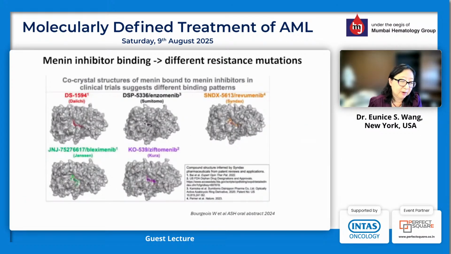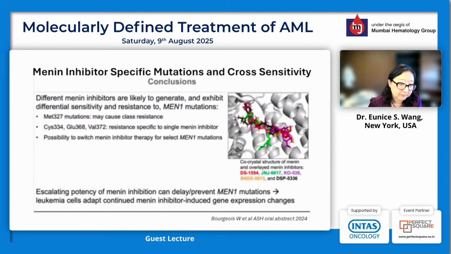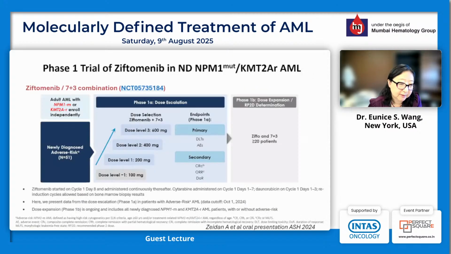We know that each of these menin inhibitors, this is the menin protein by crystallography, and these are the binding sites of each of these menin inhibitors to the menin protein. So each of these menin inhibitors binds, you can see, slightly different areas of the menin protein, and some of these are overlapping and some of these are not. And so it is thought that different menin inhibitors are likely to generate different mutations. And we've already seen with this bleximenib drug that there are some mutations occurring in patients getting bleximenib which are different from those getting the other inhibitors.